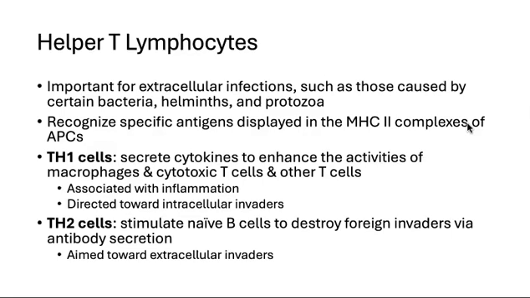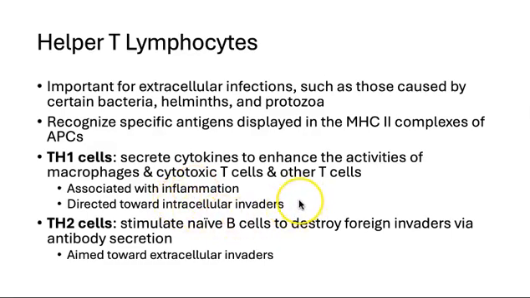They're important for extracellular infections, such as the ones caused by bacteria, helminths, and protozoa. And they recognize specific antigens displayed on those MHC class II complexes of our APCs. And we do have two subdivisions of these helper T cells. We have Th1 cells. Their job is to secrete the cytokines to enhance activities of our macrophage and cytotoxic T cells and some other T cells. So they're associated with inflammation, and also they work more toward intracellular invaders.